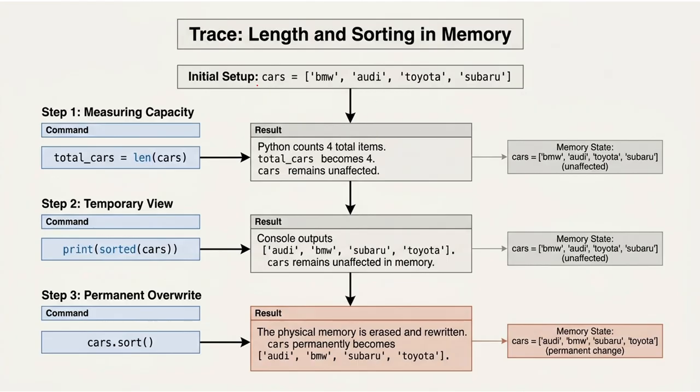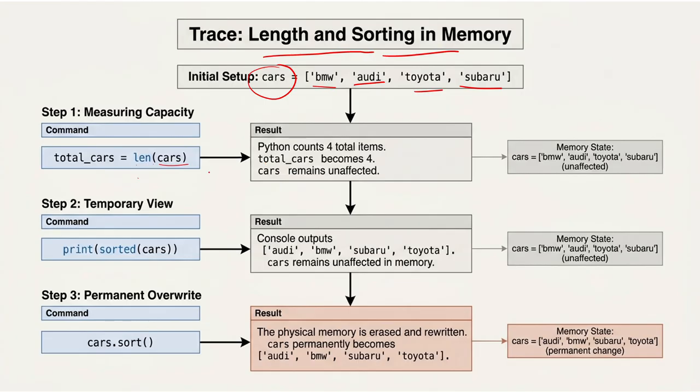Now let's move on to this one, length and sorting in memory. We will see this example. First we have this cars list with four items: BMW, Audi, Toyota, and Subaru. First, what we did: total_cars is equal to len of cars. len is again a function, not a method, so you won't access it with the dot. You have to use len, in brackets pass the name of the list.